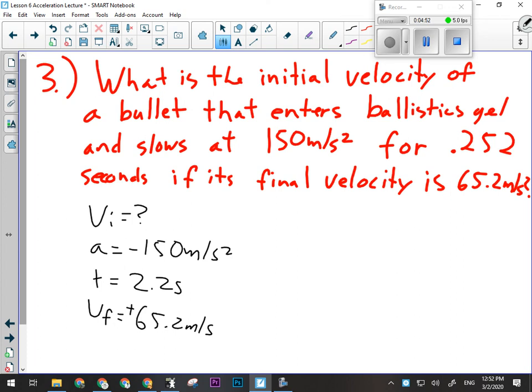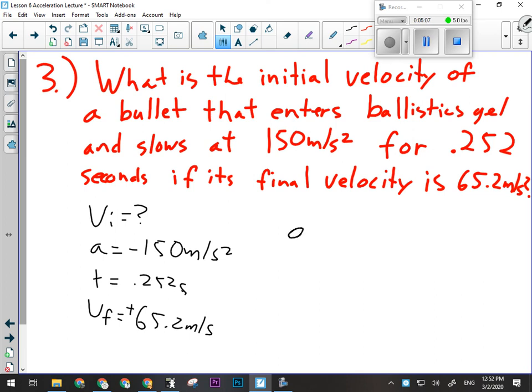Does that say 0.252 seconds? Sorry, yes, it says 0.252 seconds. Sorry, I wrote it. I said that and then I wrote it differently, didn't I? 0.252 seconds. Okay, so this is the givens we've got, okay?